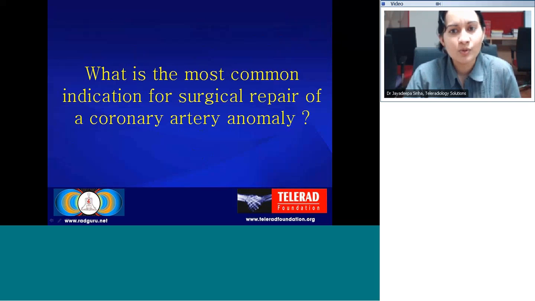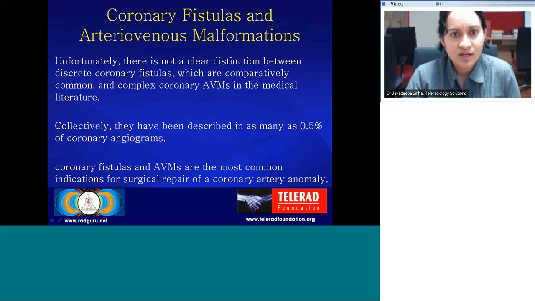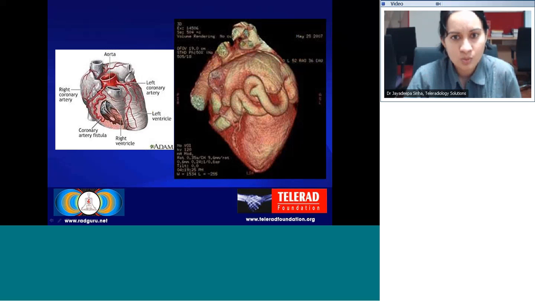Now, what is the most common indication for surgical repair of a coronary artery anomaly? Coronary fistulas and arteriovenous malformations. These are fairly common, and complex coronary AVMs have been described and diagnosed in the medical literature. Collectively, they have been described in as many as 0.5% of coronary angiograms, and they are the most common indication for surgical repair. Here is one example showing a dilated right coronary artery with fistula formation.